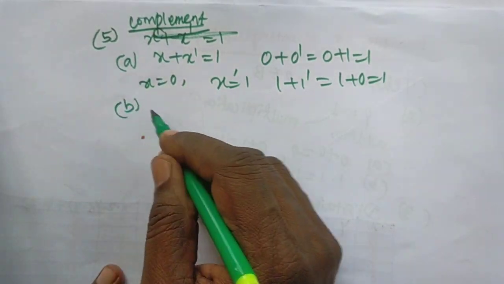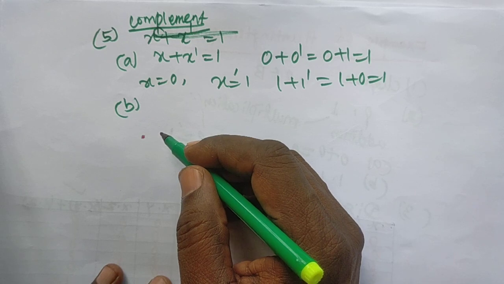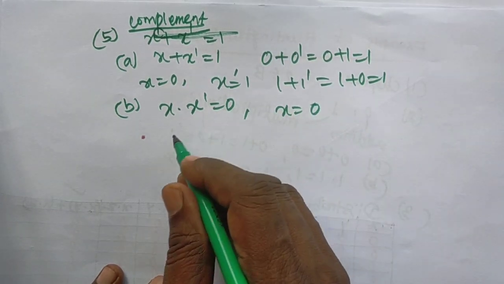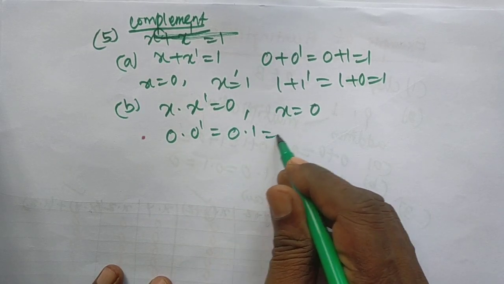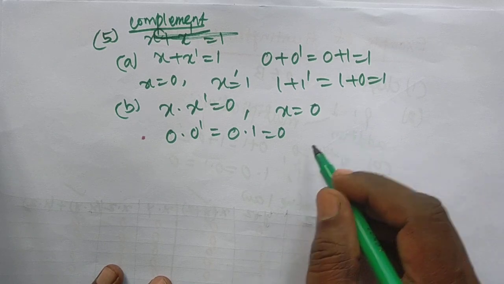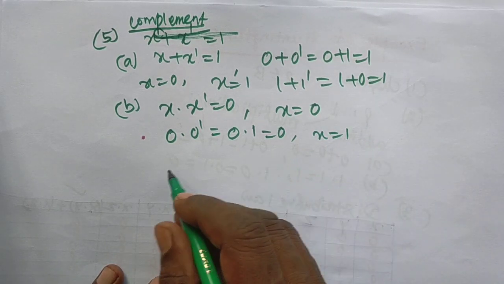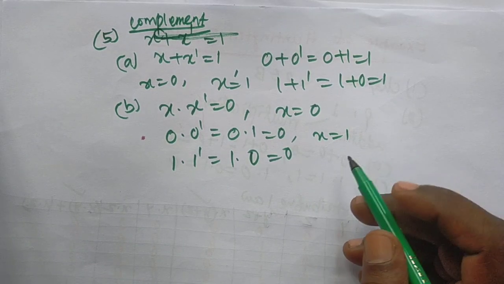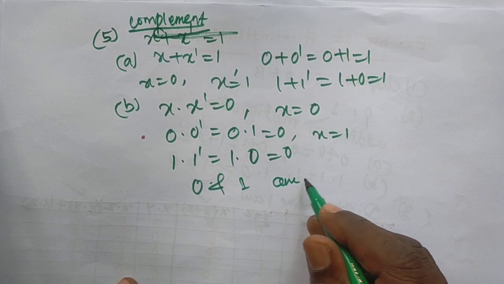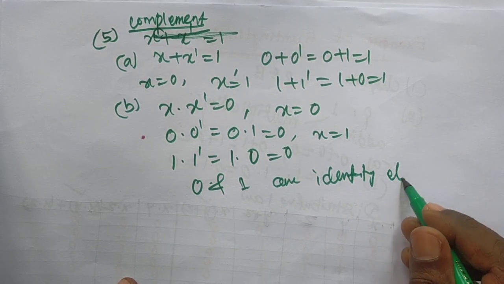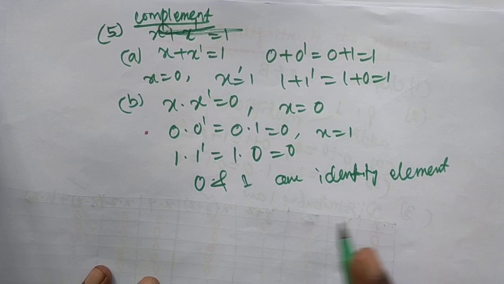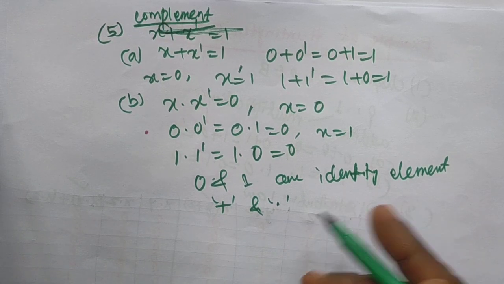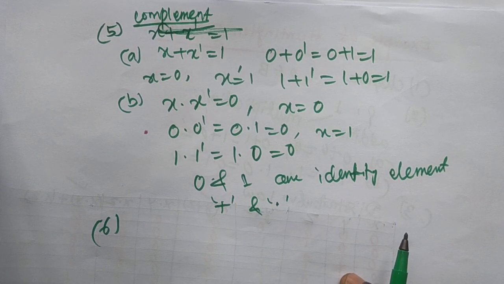It is one case. Another case we will consider is x into x dash is equal to 0. Let x is equal to 0, then 0 into 0 complement, 0 into 1 is equal to 0. Very simple. Let x is equal to 1, then what happens? 1 into 1 complement, that is 1 into 0, that is also 0. So here 0 and 1 are identity elements for addition and multiplication. We can define it in this way.